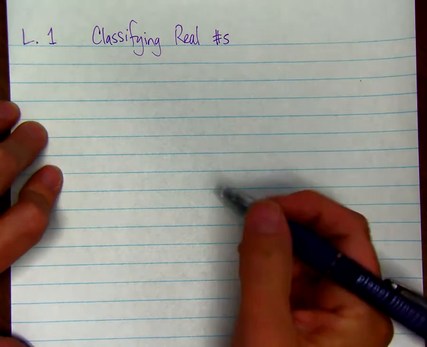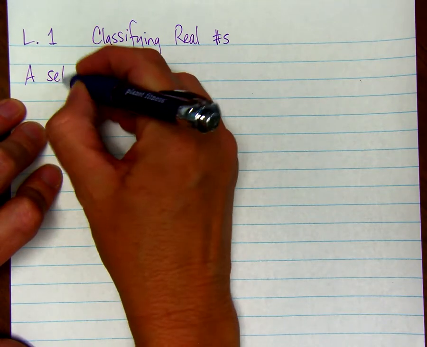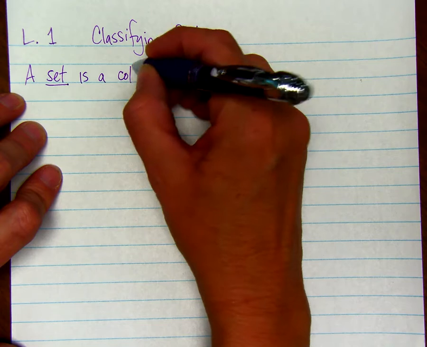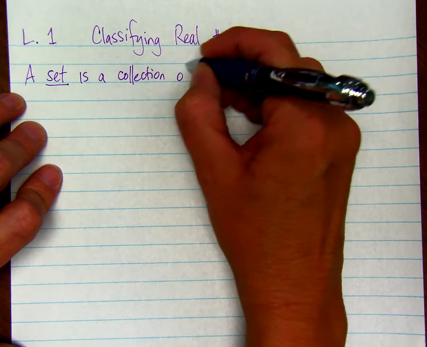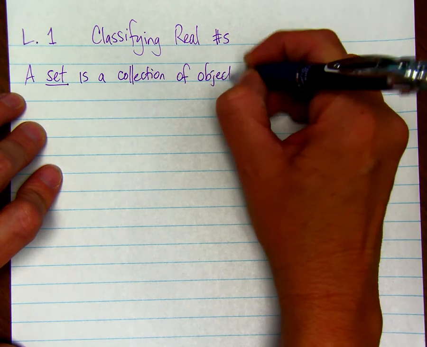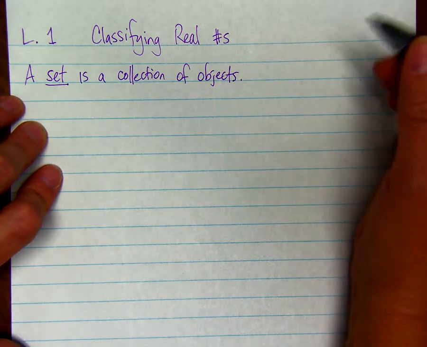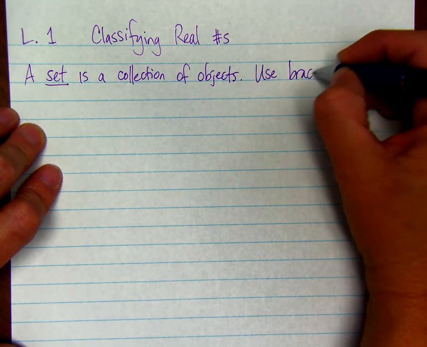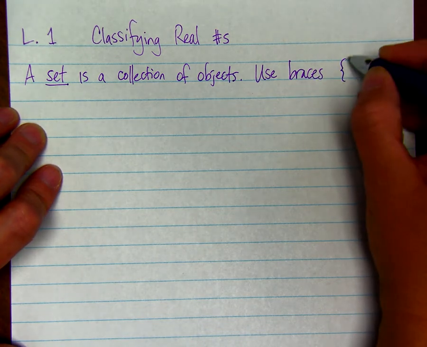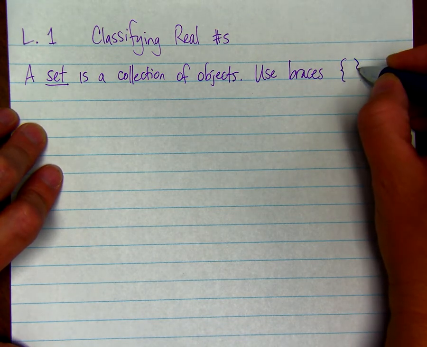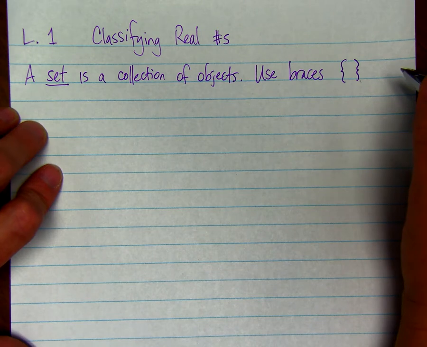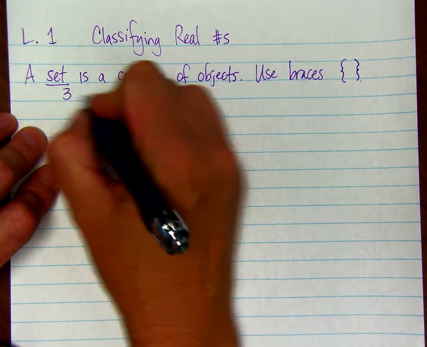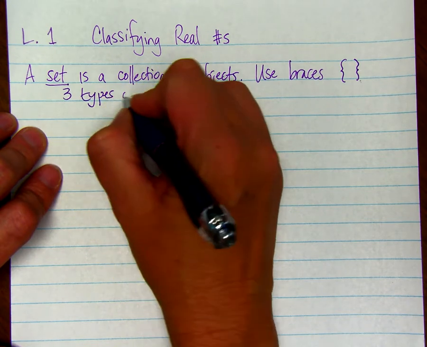So we're going to start with what a set is. A set, that's a vocab word, is a collection of objects. So if we are naming a set, we use braces. And that just means you have to have a brace at the beginning of your list and a brace at the end of your list. So there's 3 types of sets that we want to go over.